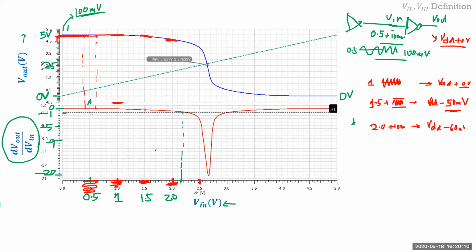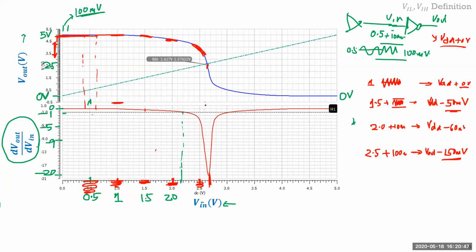Now let's go to 2.5. I go to 2.5, add this 100 millivolts, and I'm here right now. The output changes by almost close to 150 millivolts. So I'm at 2.5, I change the input by 100 millivolts, and the output changes by 150 millivolts, whatever the output was before. Which means that whatever noise I applied here actually got magnified. Now let's take this point here, which is around 2.7, right here.